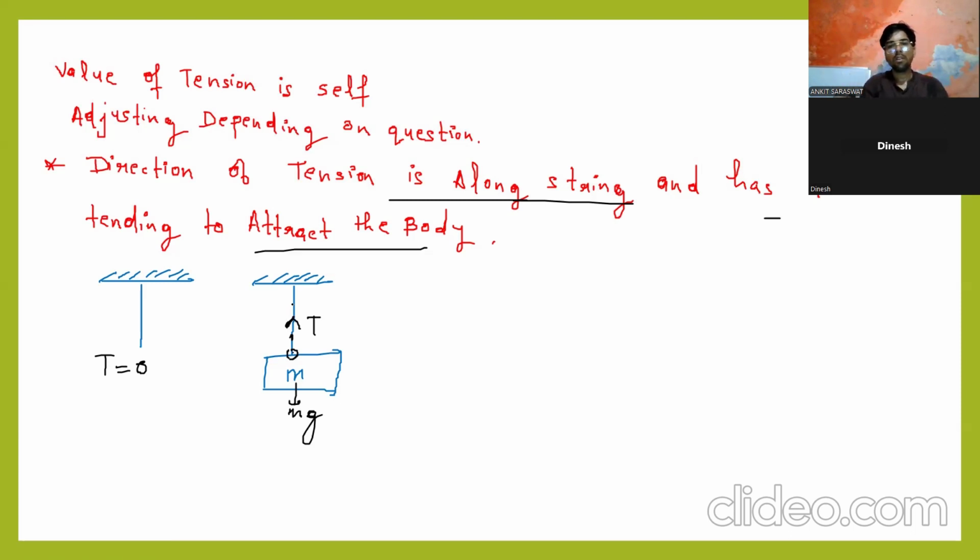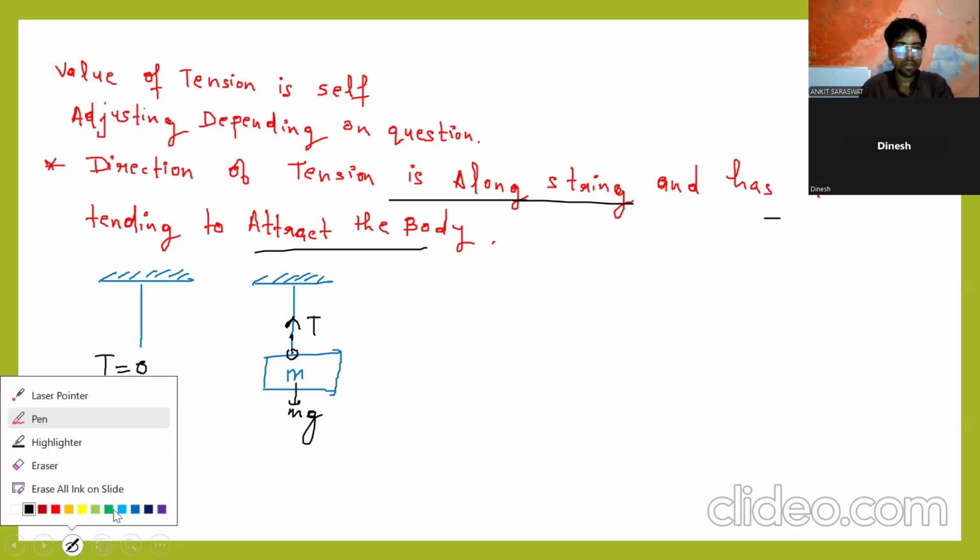Sir, if the mass keeps increasing, then at some point the weight will be more than the tension? No. Tension is self-adjusting, depending on the question. If you increase the mass, then tension will increase. If you put a 2 kg mass, 3 kg mass, then tension will increase automatically. Clear?